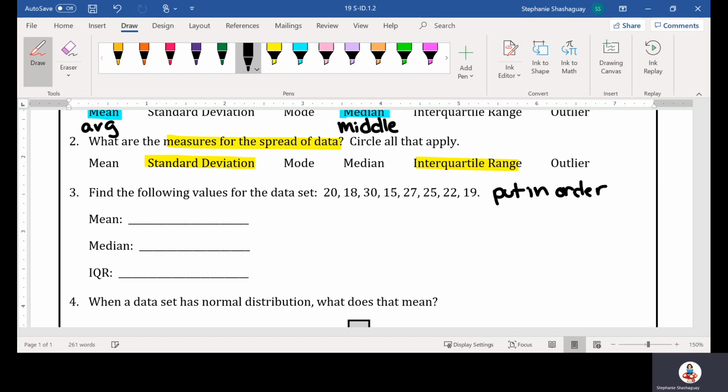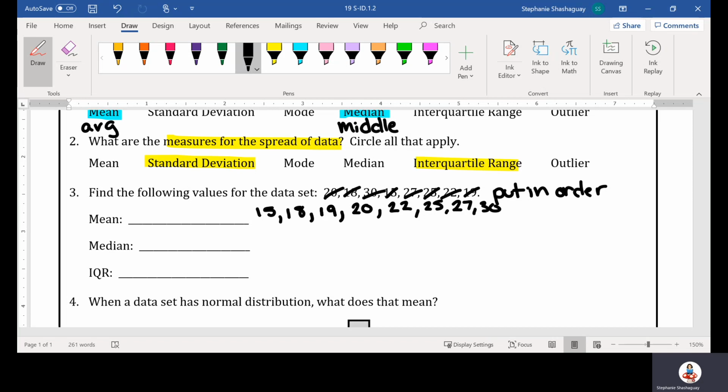So to put this data in order, we're going to do 15, 18, 19, 20, 22, 25, 27, and 30.